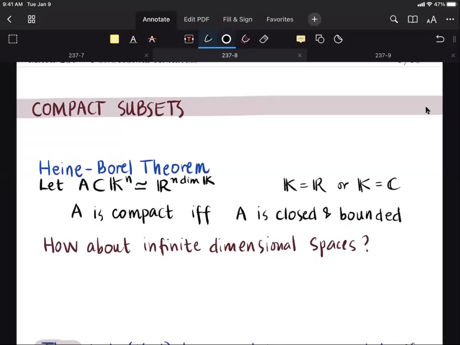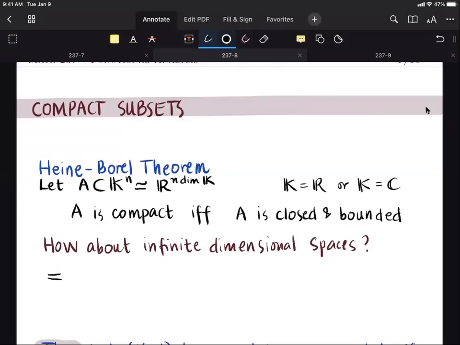So compactness in R to the n is equivalent to being closed and bounded. So take note here, we have a finite dimensional vector space. So the question would be, how about infinite dimensional spaces? Can we say that a compact subset is closed and bounded? Is the converse of this statement also valid? Well, later at the end of this lecture, we will see that this is not the case. This equivalence is not valid in infinite dimensional spaces.